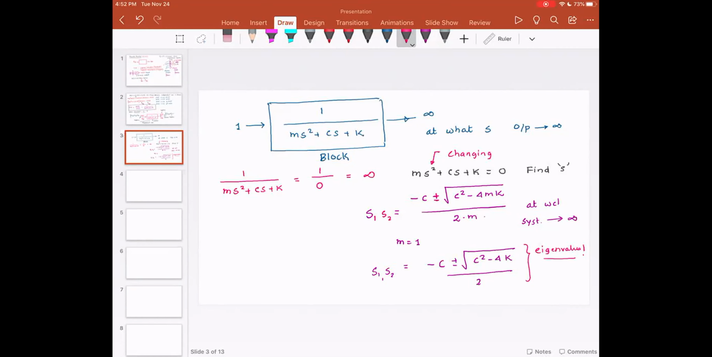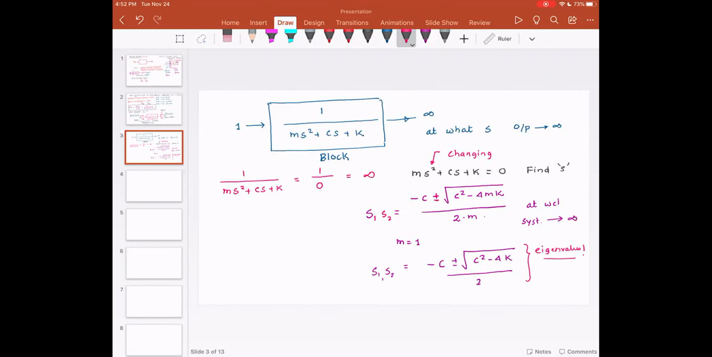Okay, now at this point, I want to ask if there are any questions. And if there are no questions, please remember eigenvalues and poles. So let me give you a formal definition of poles.